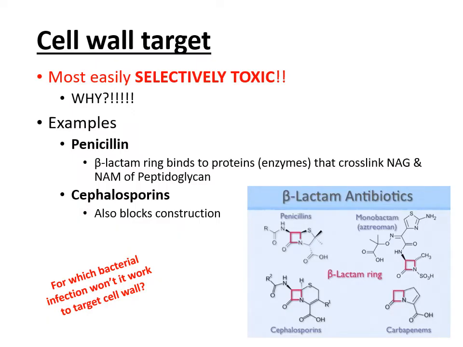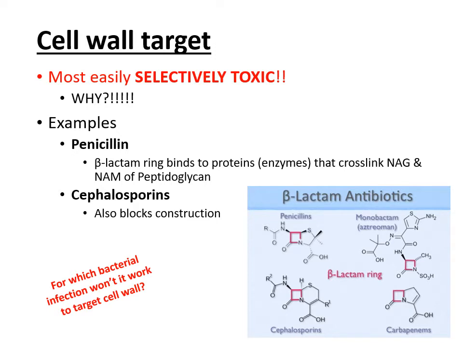Now, as I already mentioned, the cell wall is your number one best target. It is the most easily selectively toxic target because, like we said, bacteria have it, but we do not. So you can destroy the cell walls all you want without destroying the human cells, because the human cells do not have cell walls.